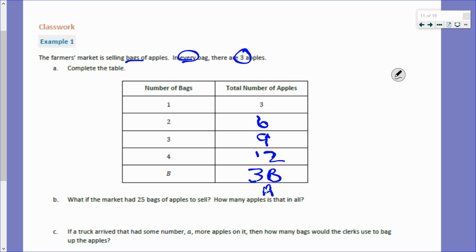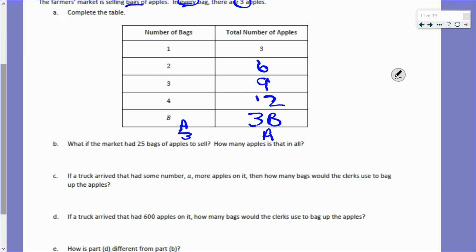Given what we talked about before, what if I now have some number of apples? How would I find out what number of bags I need? Dividing it by 3. Inverse operations. Once I've discovered the relationship in one direction, the inverse operation takes me the other direction. Make sense?